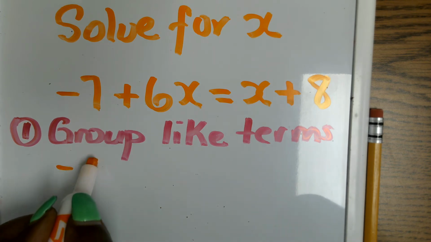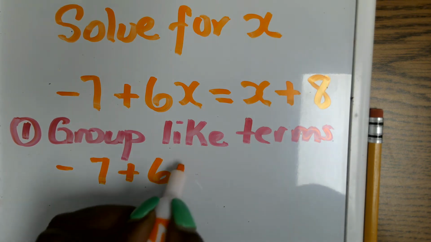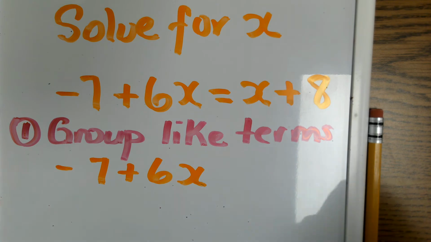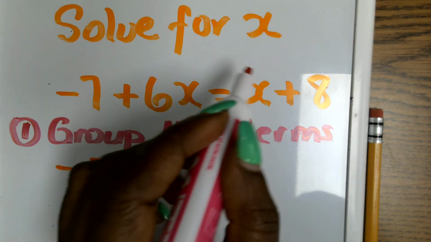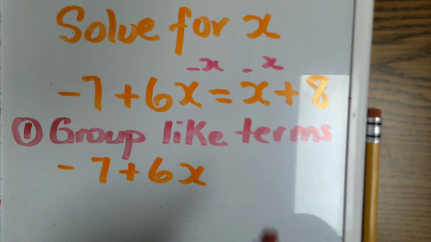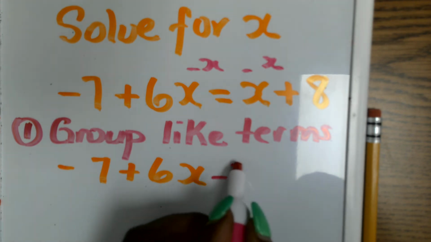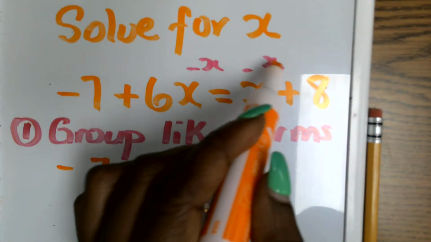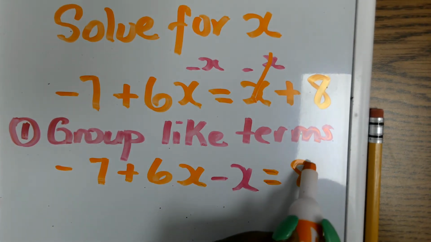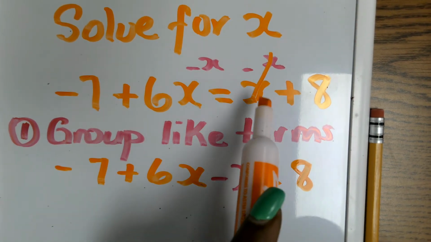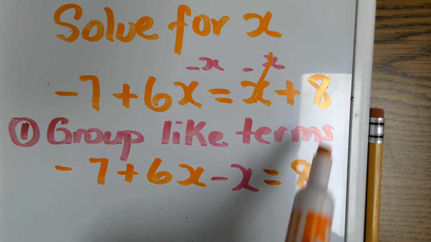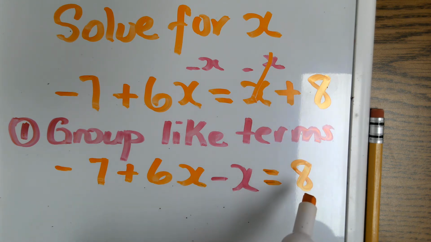So we have negative 7 plus 6x, and we're going to subtract x on both sides. So we're taking x from here and we're taking x from here. And so we now have minus x here, and x minus x is 0, so that cancels each other. We end up with positive 8. So we have just eliminated this x from this side. What is left over here is a positive 8. No need to write plus 8, so we just keep 8 as it is.